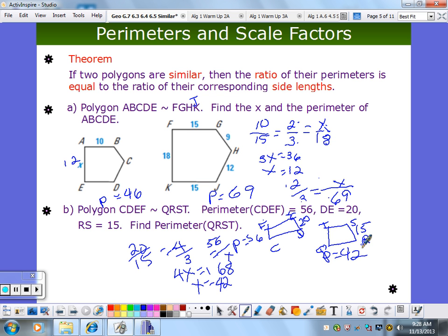And I don't know all the sides. I don't even know one of them. So that's kind of neat. You can find perimeter without having to work too hard, if you know the scale factor. Questions so far? Okay, good. We'll find out later if you do.